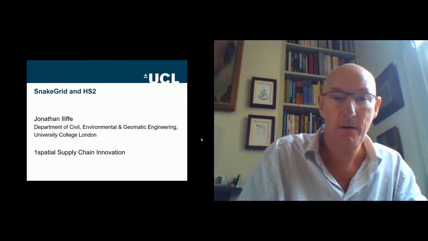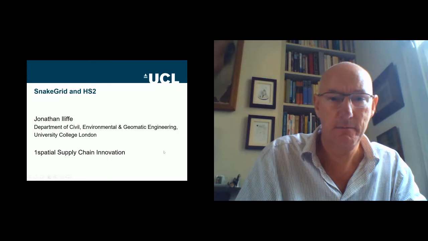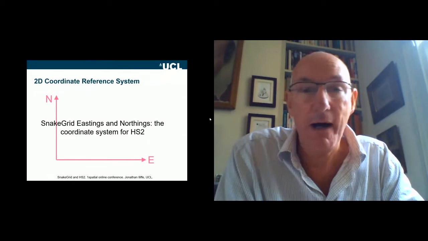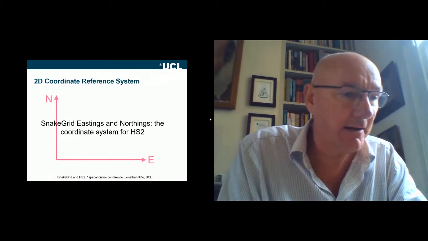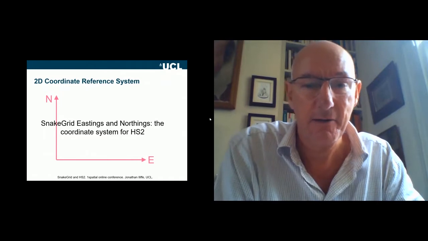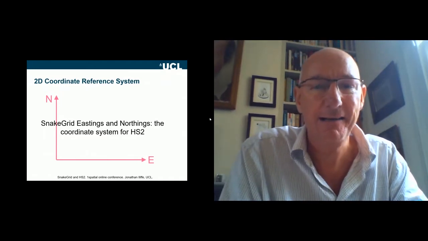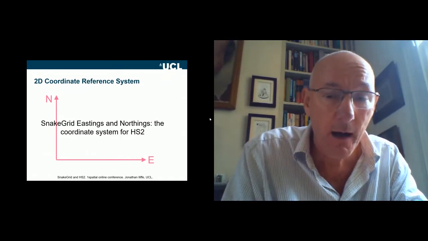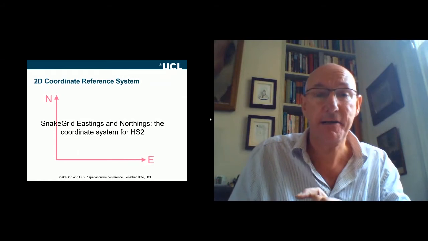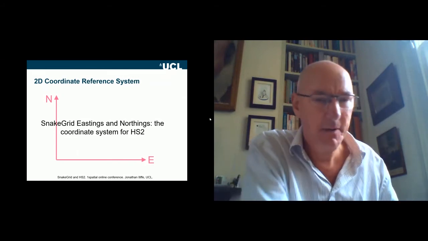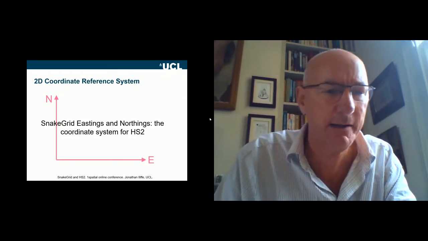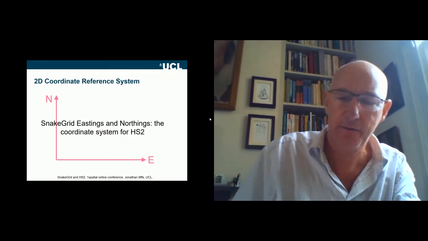First of all, why would you use SnakeGrid on HS2? The most obvious answer is that it is being used. The SnakeGrid eastings and northings coordinates are what are used for the HS2 system. So it's not an optional thing of, I wonder if it'll be useful for my project or not. It's something which is there, and it underpins all the spatial data for HS2.